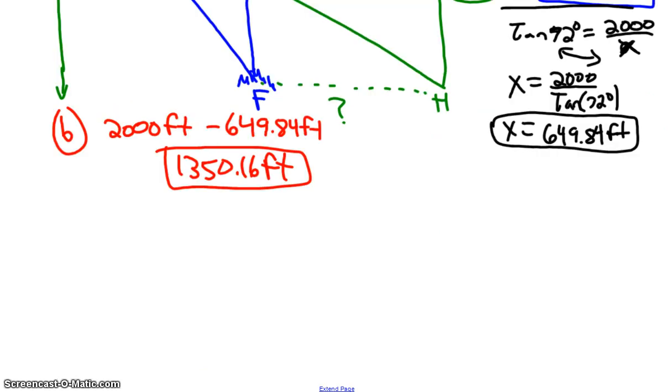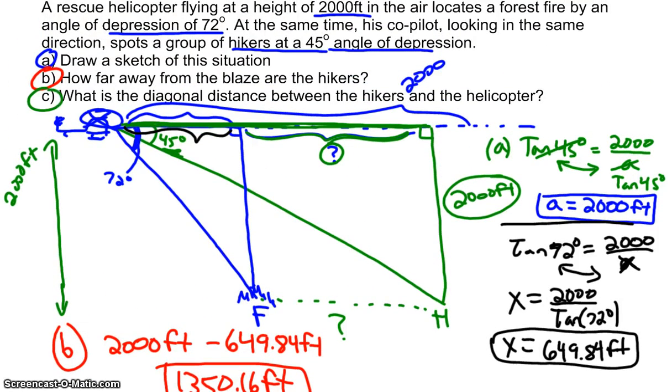Now let's look at C. C is asking me simply, what is the diagonal distance between the hikers and the helicopter? So where is that diagonal distance? Well, that diagonal distance, as I'll use black, is right here. This is where our diagonal distance is, as they look down at the fire. So let's find out what that diagonal distance is. We're going to use the smaller of the two triangles. Now I have a distance of 72, not a distance of 72, but a degree of 72.